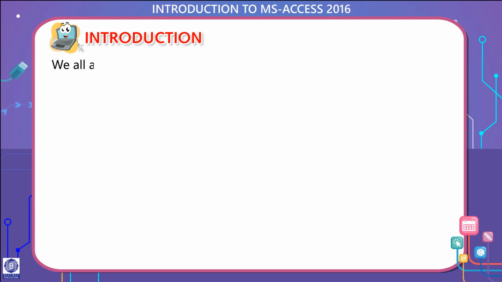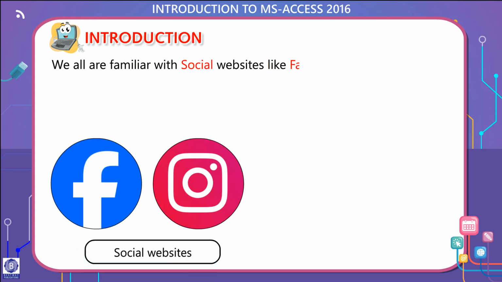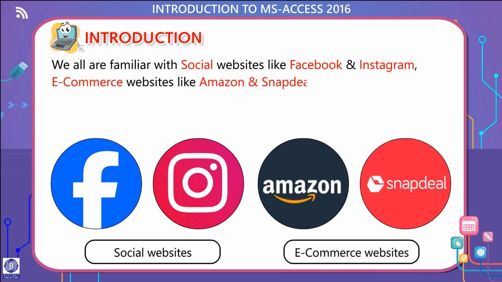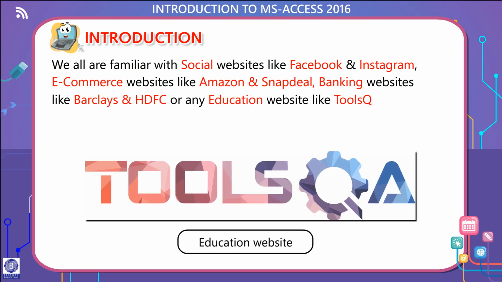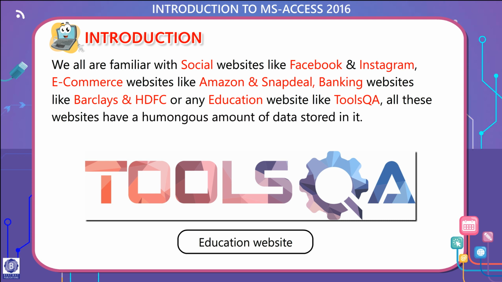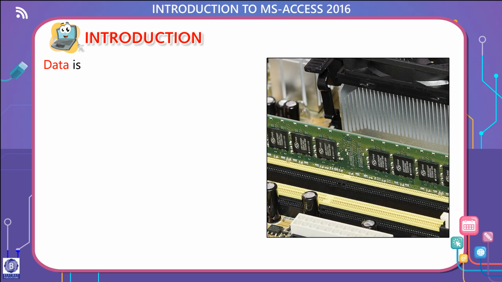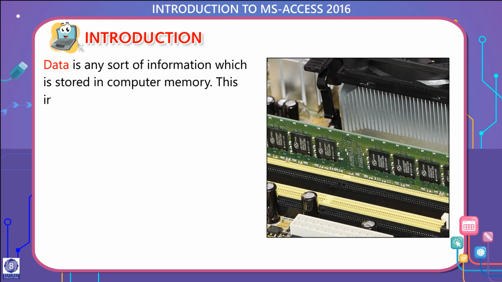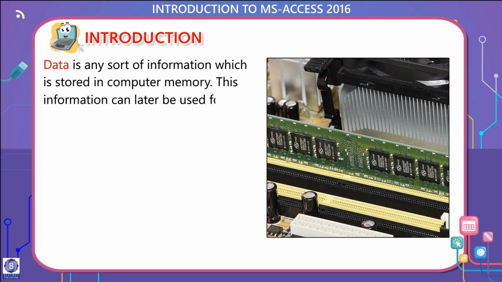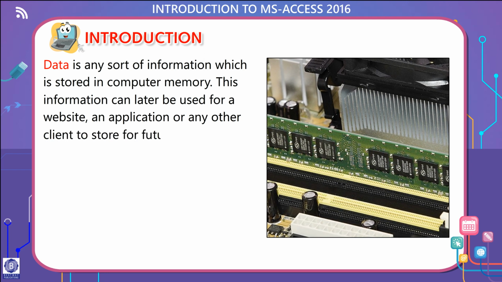Introduction. We all are familiar with social websites like Facebook and Instagram, e-commerce websites like Amazon and Snapdeal, banking websites like Barclays and HDFC, or any education website like Tools QA. All these websites have a humongous amount of data stored in them. So what is data? Data is any sort of information which is stored in computer memory. This information can later be used for a website, an application, or any other client to store for future purpose.